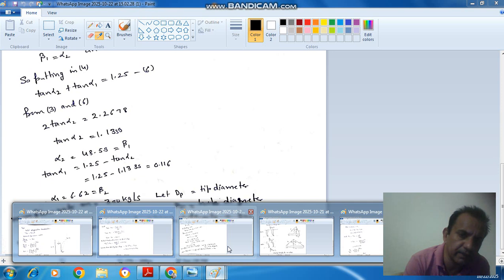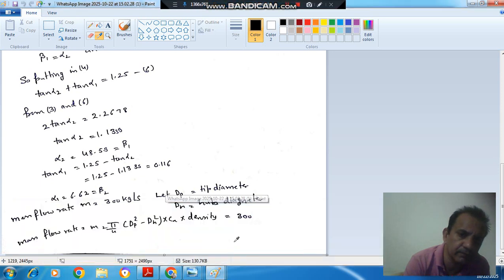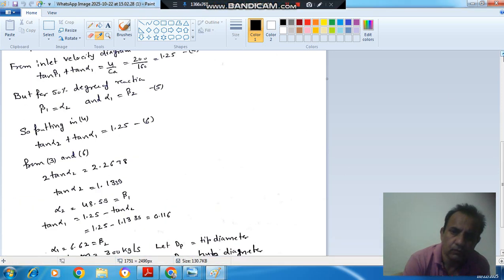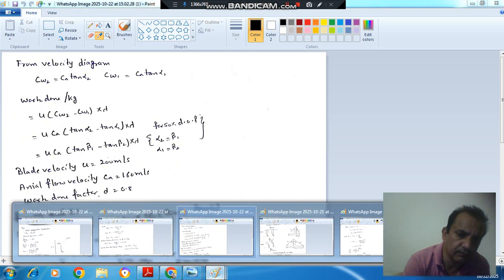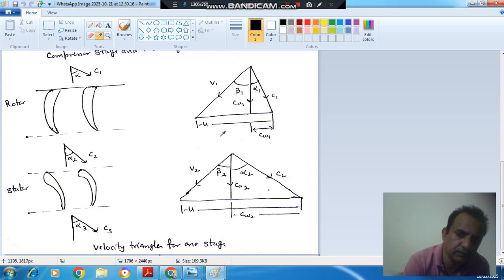Okay. Now next is to draw the velocity diagram. The velocity diagrams that we have drawn are the same. These are the velocity diagrams. This is the inlet velocity diagram. This is the outlet velocity diagram. C1 is absolute velocity, V1 is relative velocity, U is blade velocity, CW1 and CA1 are components of C1.